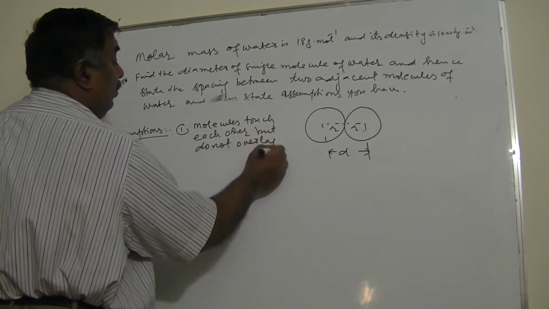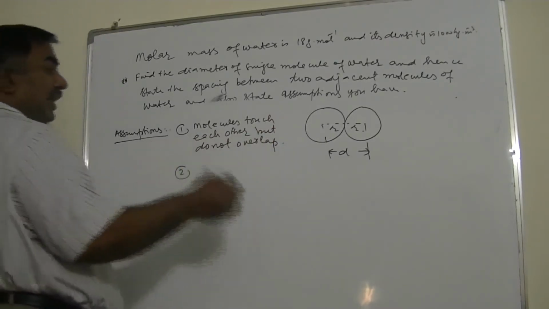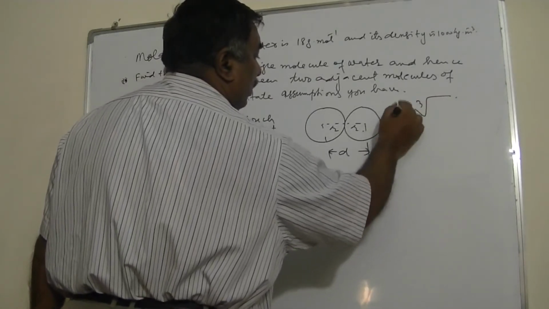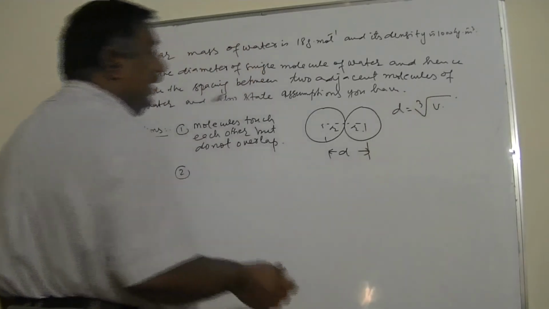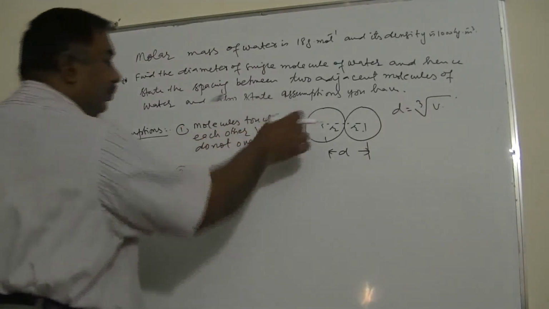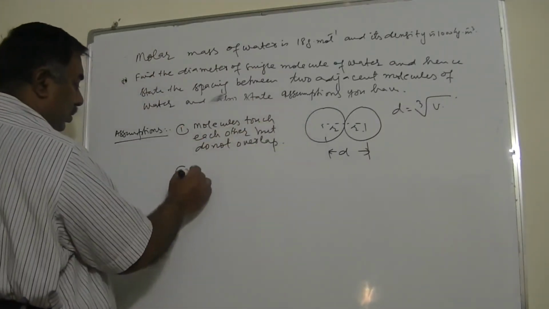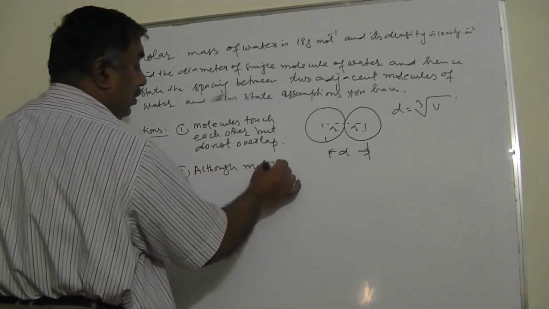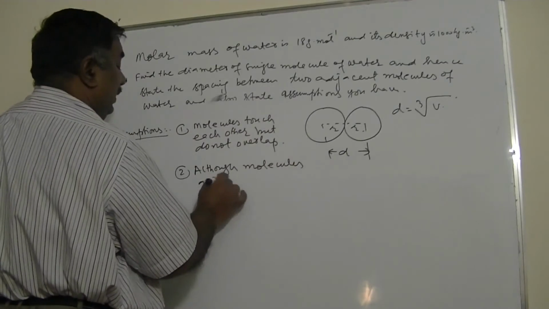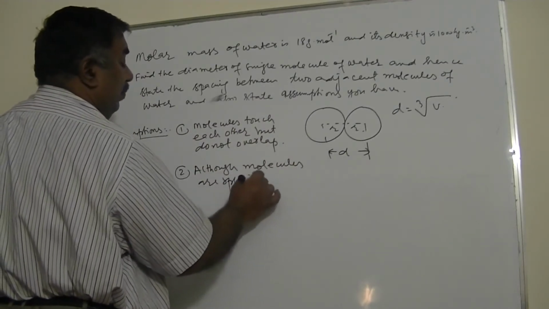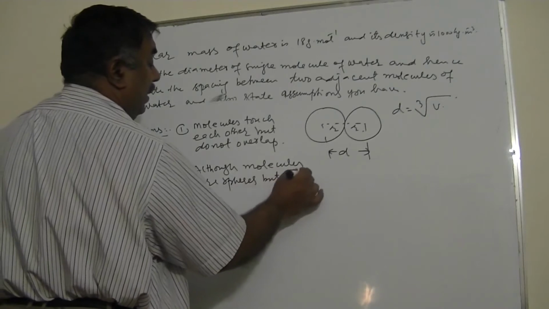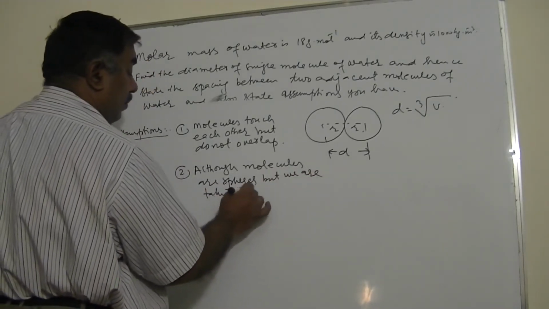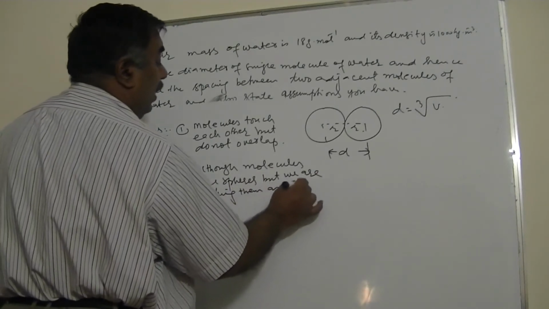Number two assumption is, since we found the diameter as the cube root of volume, it means we are just treating the molecule as a cube. Although molecules are spheres, we are taking them as cubes. So there are two assumptions.